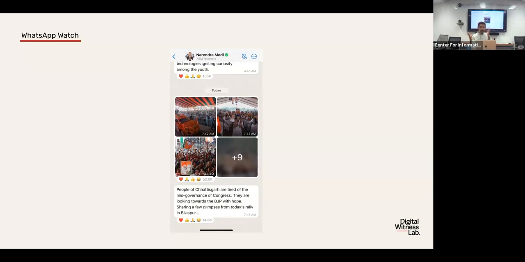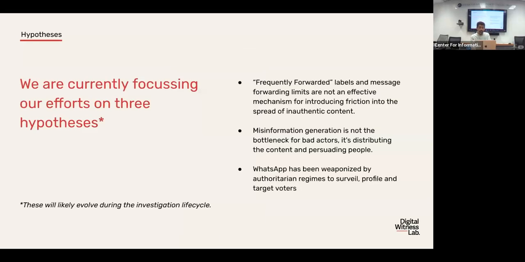It's an end-to-end encrypted chat platform, but it's also got this broadcast mechanism of television. So it's doing all of these things at the same time, and it makes it really hard to study, I think. But it's also really interesting, because the ways in which all these things play together are, to me at least, very fascinating. So that's why we're focusing on India.